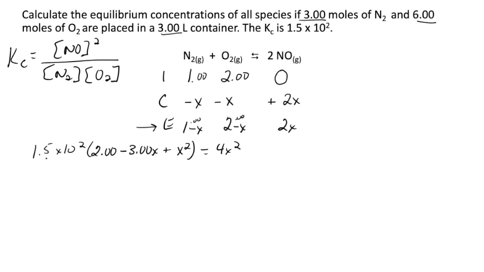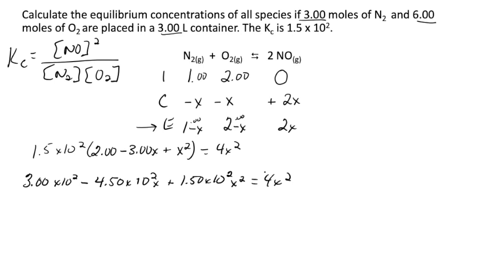So the next thing would be to distribute 1.5 times 10 to the second to each value inside of the parentheses. And that will give 3.00 times 10 to the second minus 4.50 times 10 to the second x plus 1.50 times 10 to the second x squared equals 4x squared.